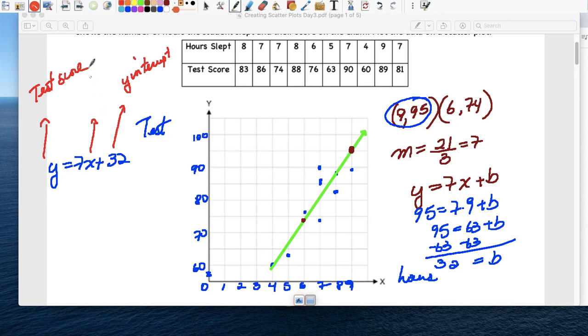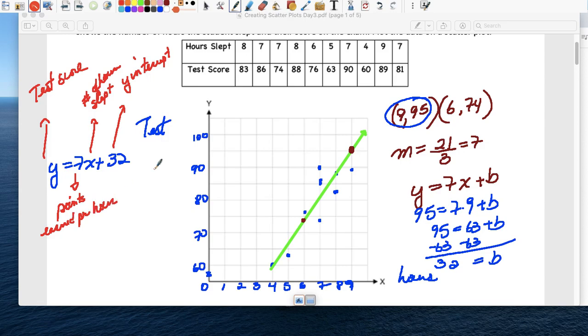X is the number of hours that I sleep, the number of hours slept. And the 7 represents the points earned per hour. So every hour that you sleep, you get approximately 7 points on your test. Points earned per hour.